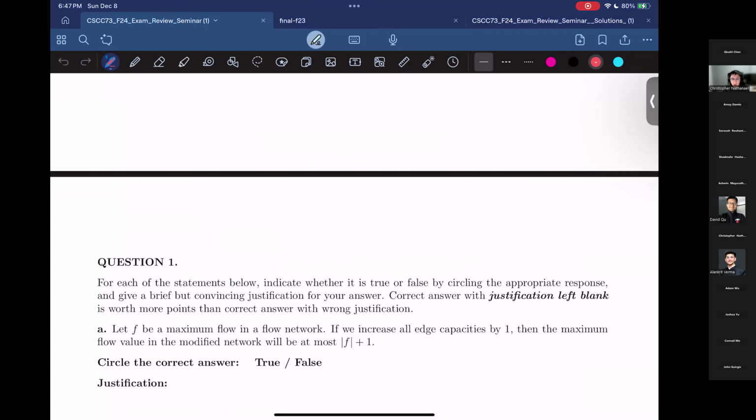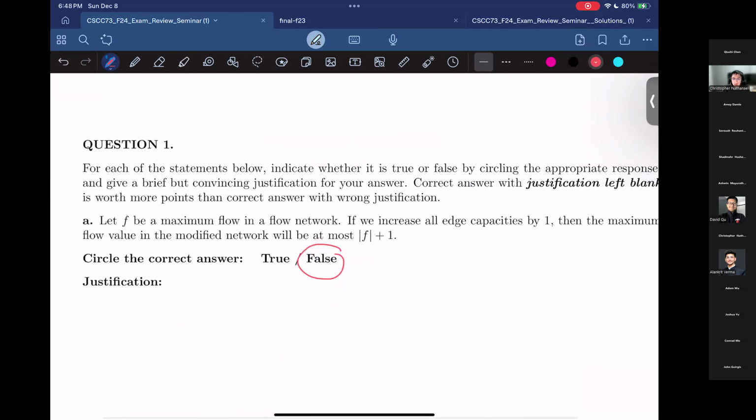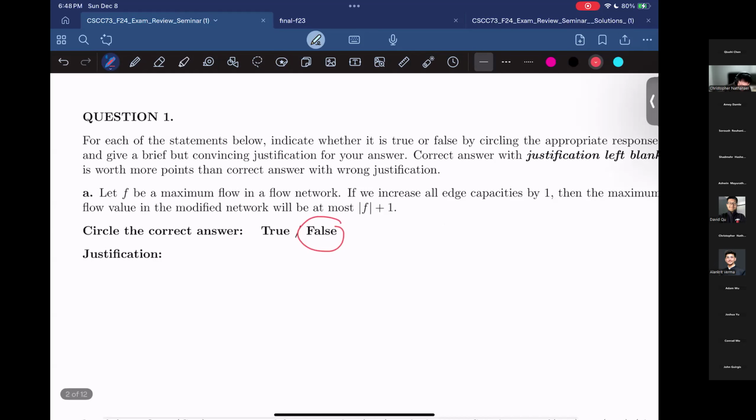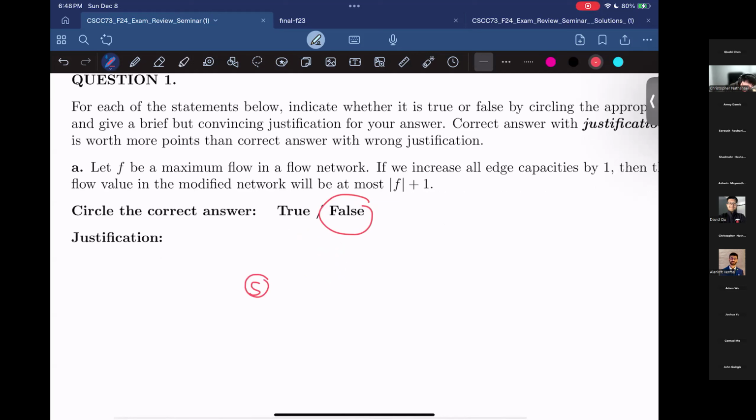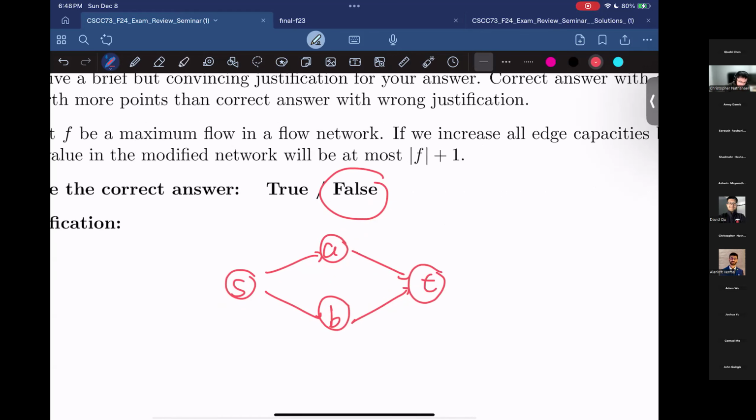There's one false, there's two false. Okay, false. That's correct. The counterexample is, yeah, the idea of a min cut. So as soon as you have, let's say, something like this, you will increase the max flow by 2 because this will increase capacity by 1, this increases by 1. You can pump 2 more traffic into this flow network.